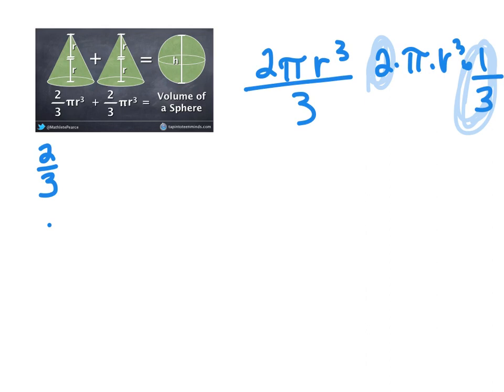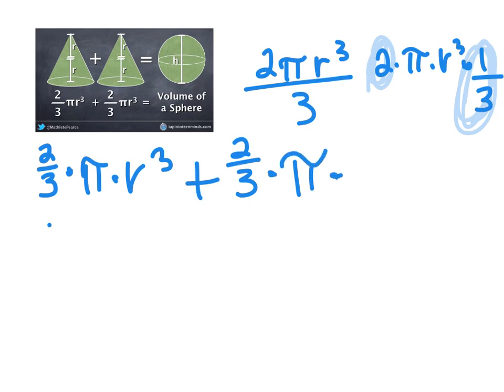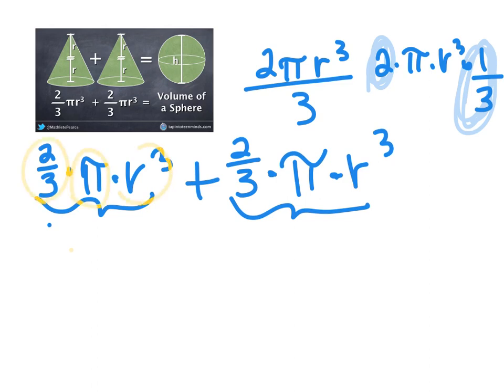So 2/3 times pi times r cubed plus 2/3 times pi times r cubed. What can I do here? I have this quantity and that one. Think of these: a factor times a factor times a factor. That equals 2/3 pi r cubed. I'm going to add to that the same number with the same 3 factors.